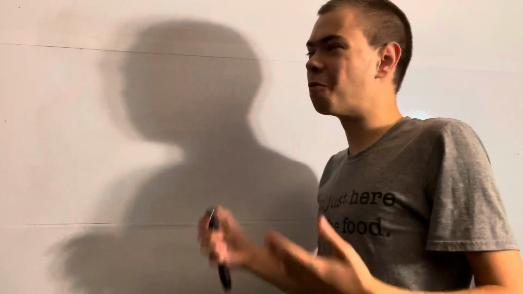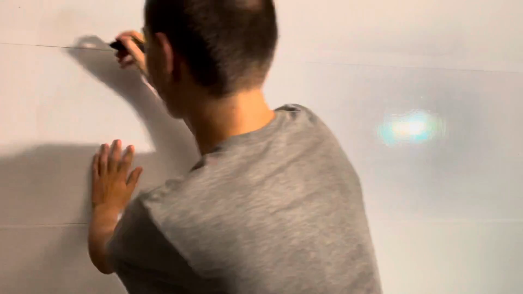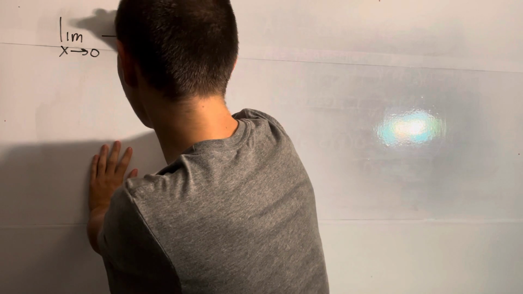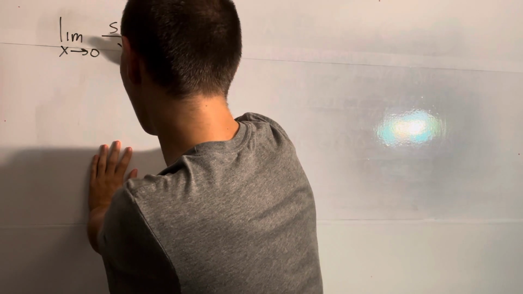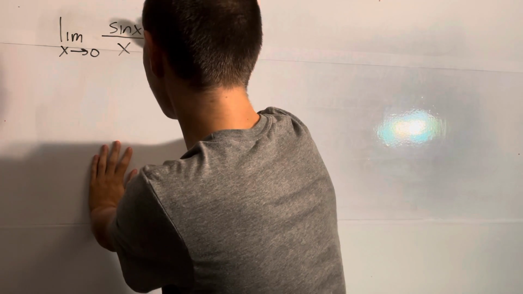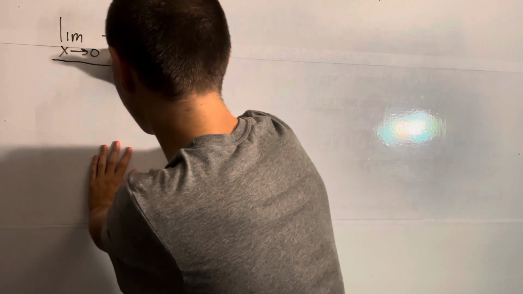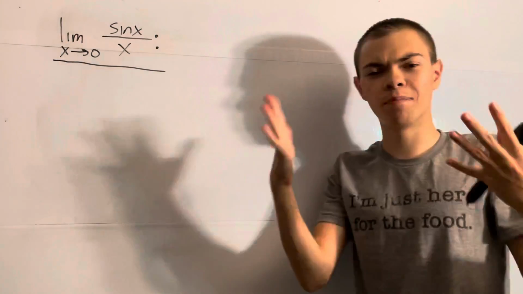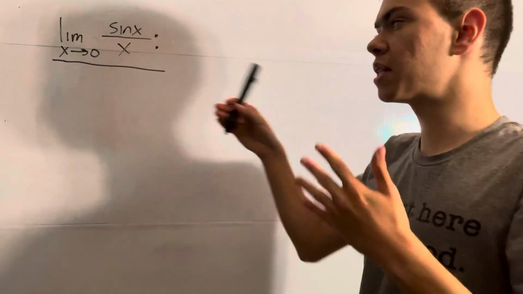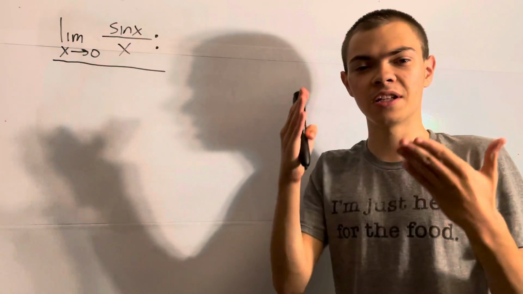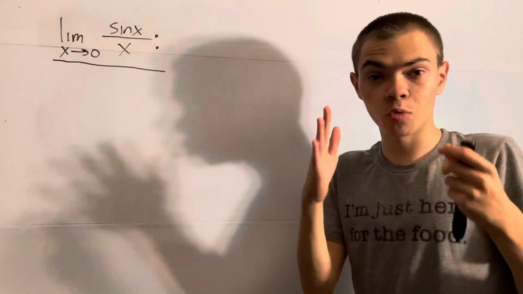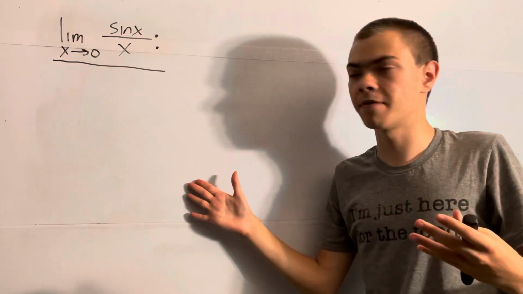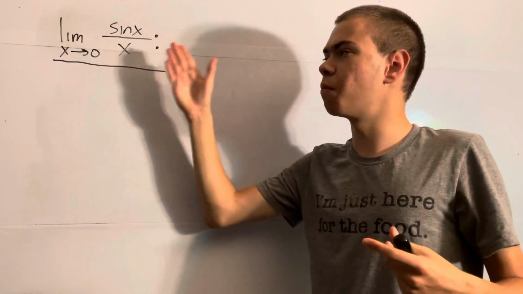In this video, we are going to derive the limit as x approaches 0 of sine of x over x. This is what we're going to derive today. Now, this limit is really important because it's used in figuring out the derivatives of sine x and cosine of x. That's the reason why this limit is so important.